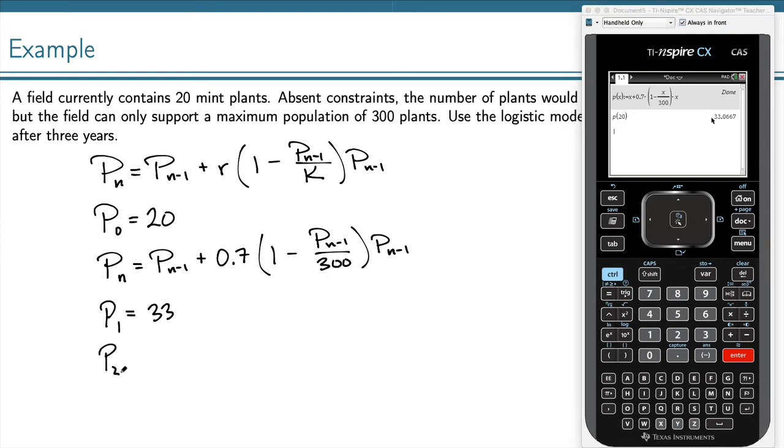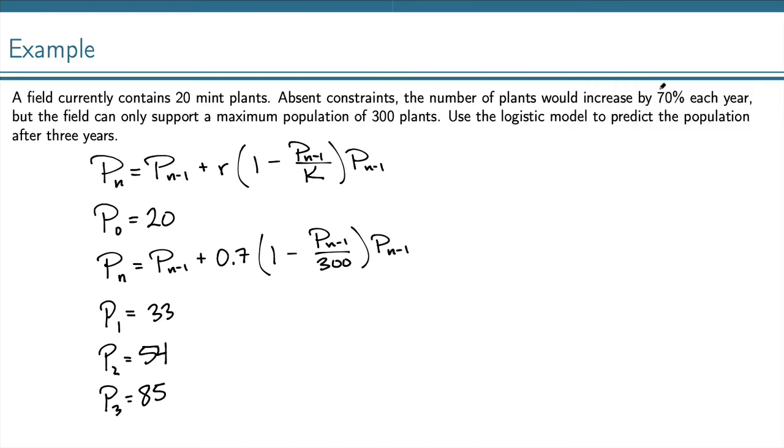Now to get P2, after 2 years, I'm just going to do P of that previous number, 33. I hit enter, and rounding this to the nearest whole number is about 54. And to get after 3 years, I now do P of the previous number, which was 54. Hit enter, and rounding that to the nearest whole number, that's about 85. So if you have a calculator that can define functions, you can speed up the process quite a bit.